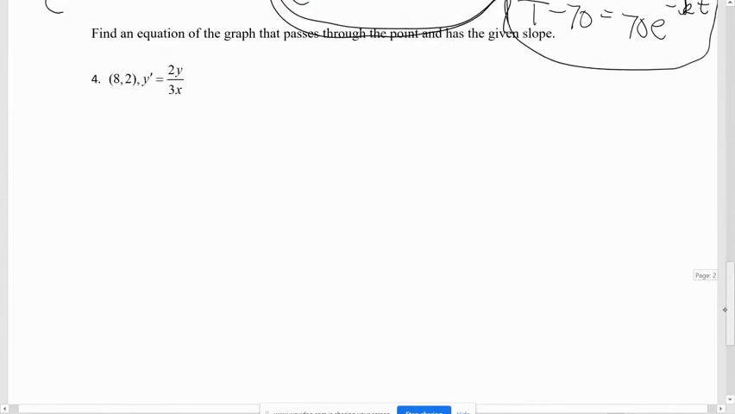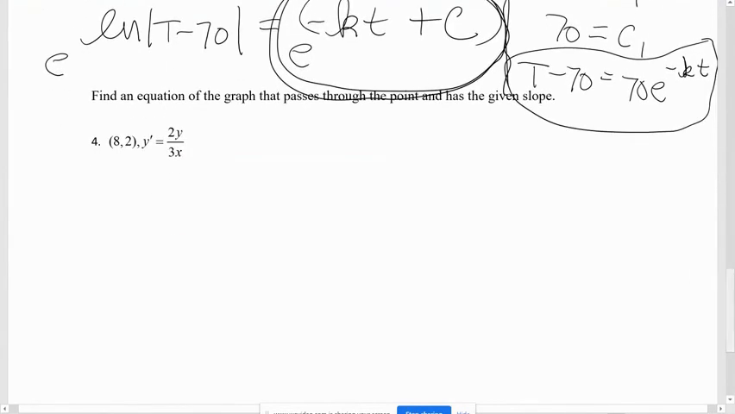Okay, so I think this is the last one. We want to find the equation of the graph that passes through the point and has the given slope. That's a convoluted way of saying we've got to find the general solution. If we're given a specific point, we're going to find out what the constant is, and then find a particular solution that passes through that point.